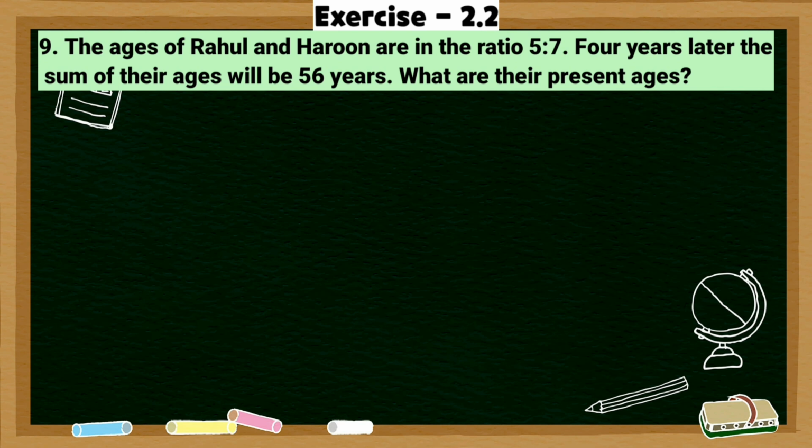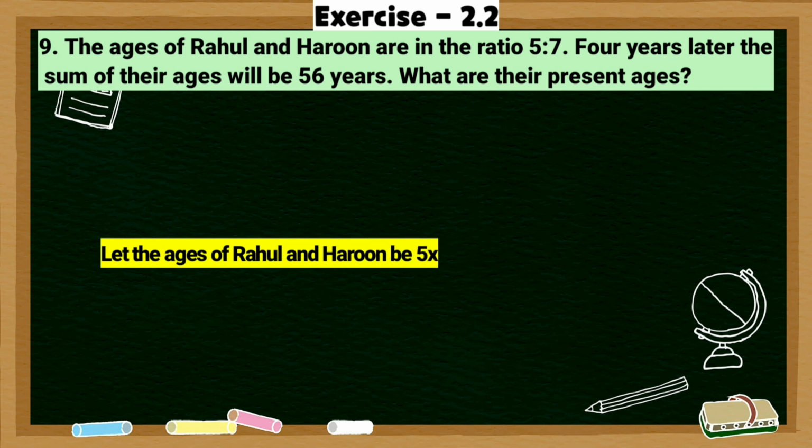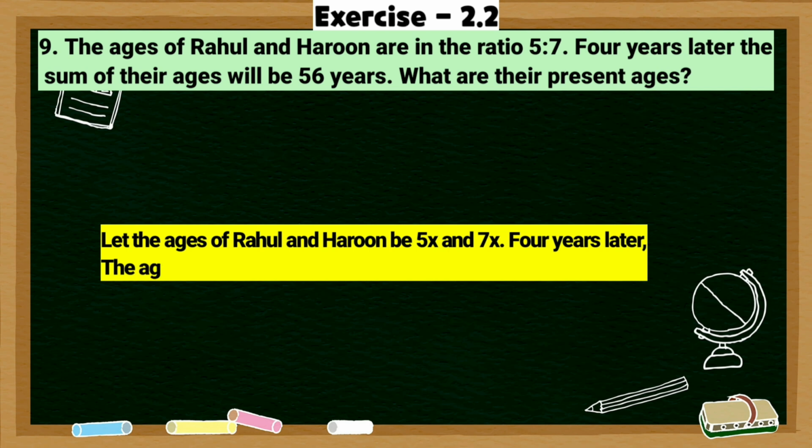Question 9 is: the ages of Rahul and Harun are in the ratio 5:7. 4 years later, the sum of their ages will be 56 years. What are their present ages? Now, let us consider the age of Rahul to be 5x and Harun to be 7x. 4 years later, their ages will be: Rahul's age will be 5x plus 4 and Harun's age will be 7x plus 4.